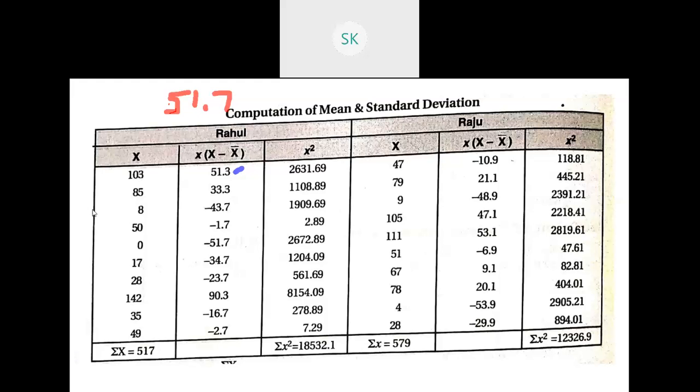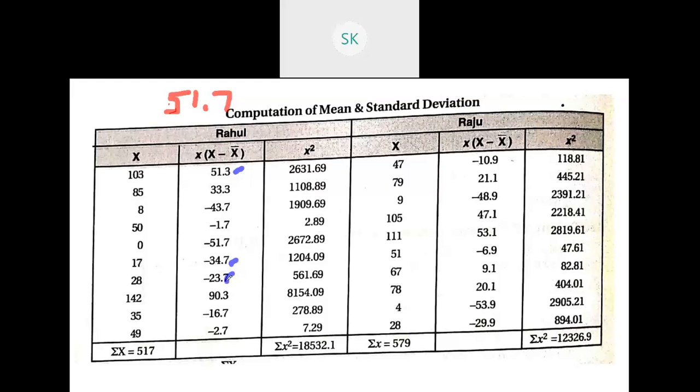Then again you have 8 minus 51.7, which is minus 43.7. Again, be careful. We are supposed to consider the signs. We are not leaving out signs anywhere. So we are going to consider the signs here and go on finding the values. So 50 minus x bar, again 51.7, will be considered. 17 minus 51.7 is minus 34.7.